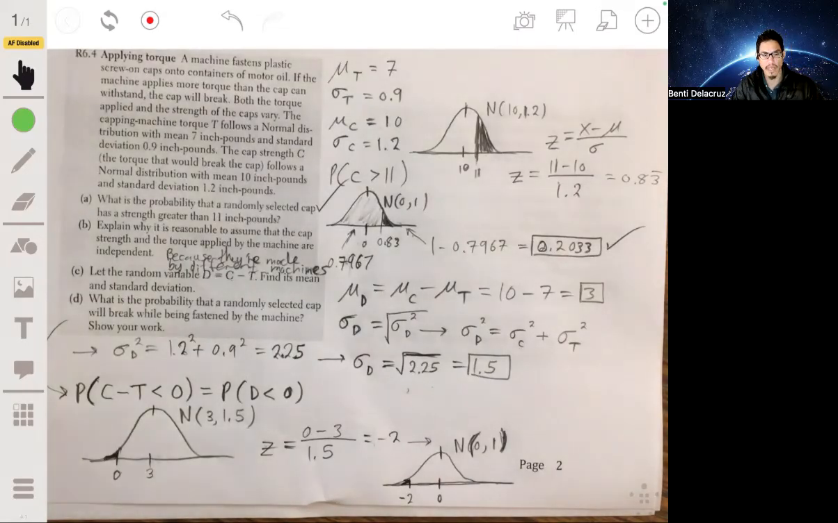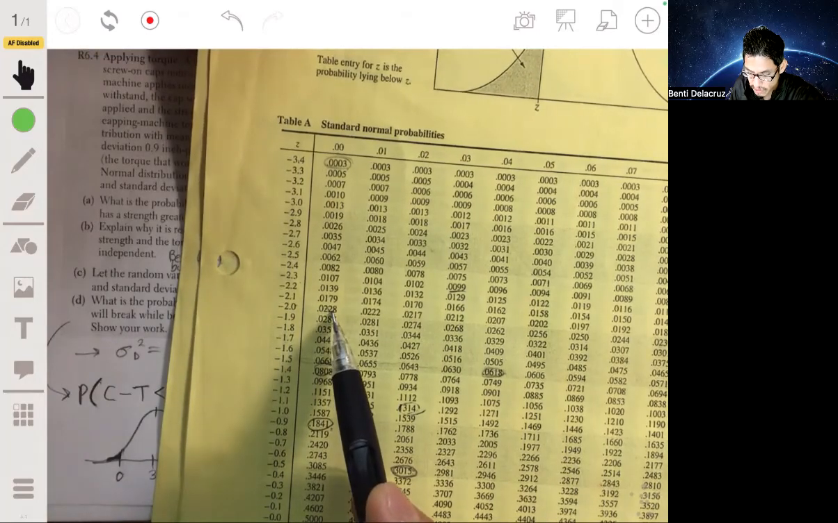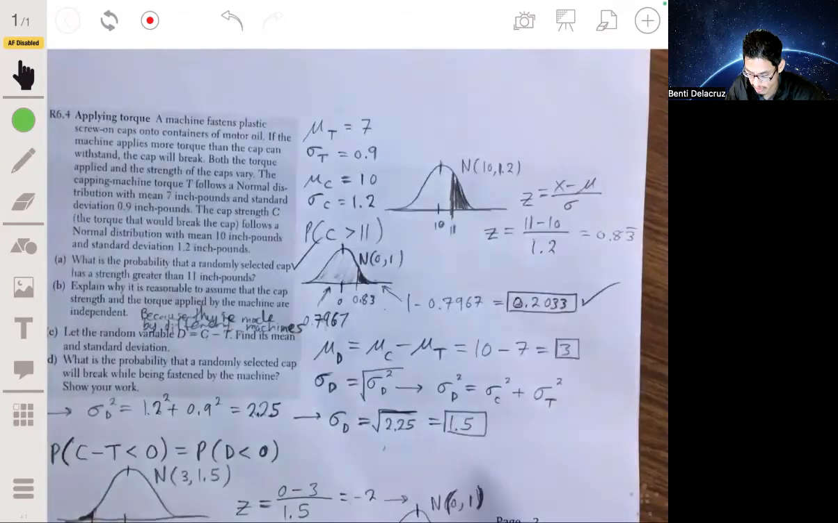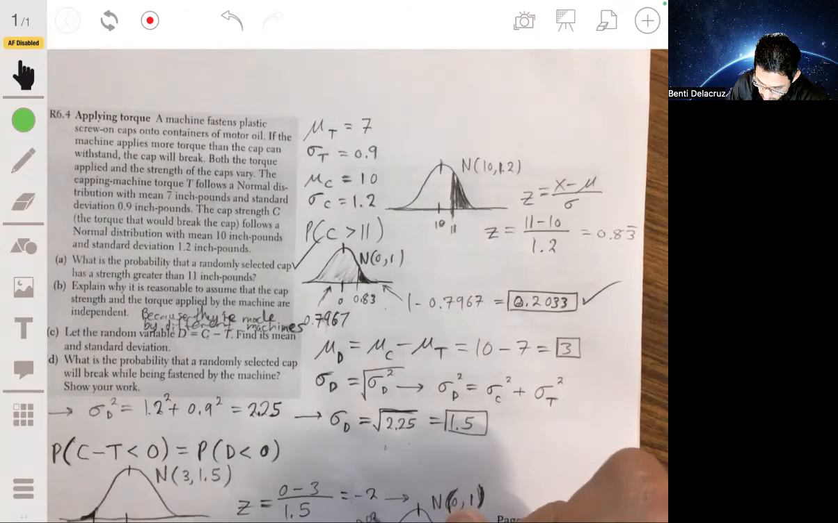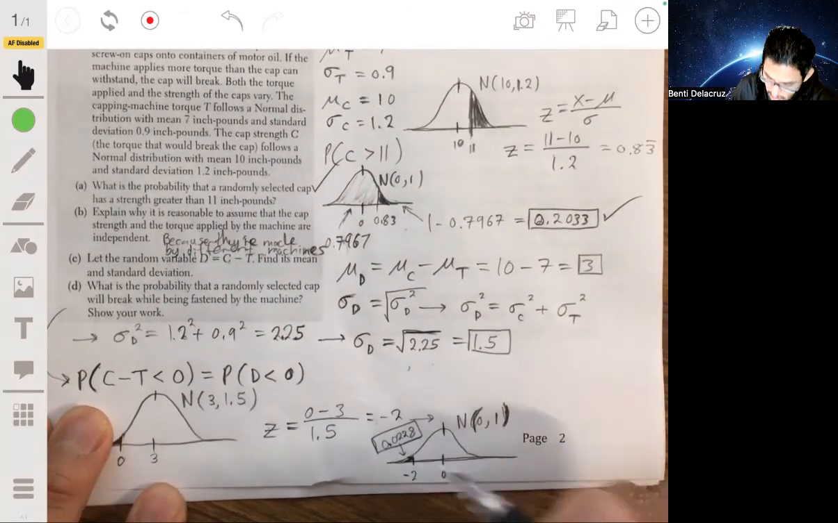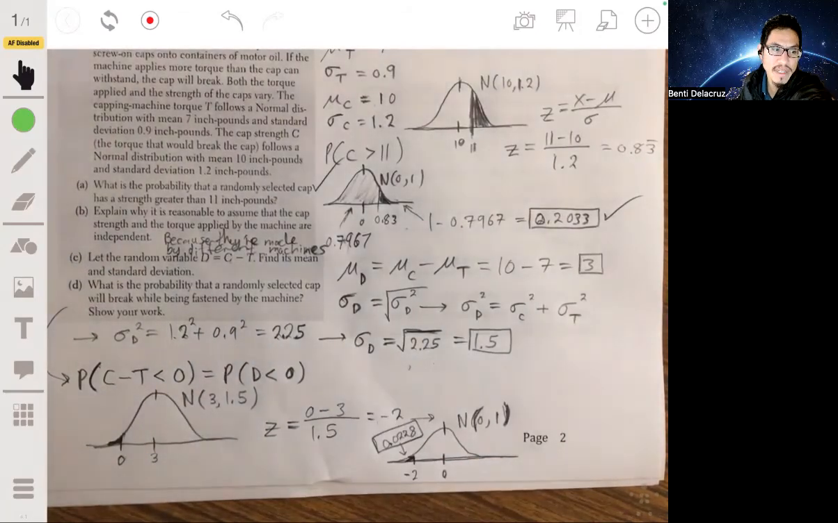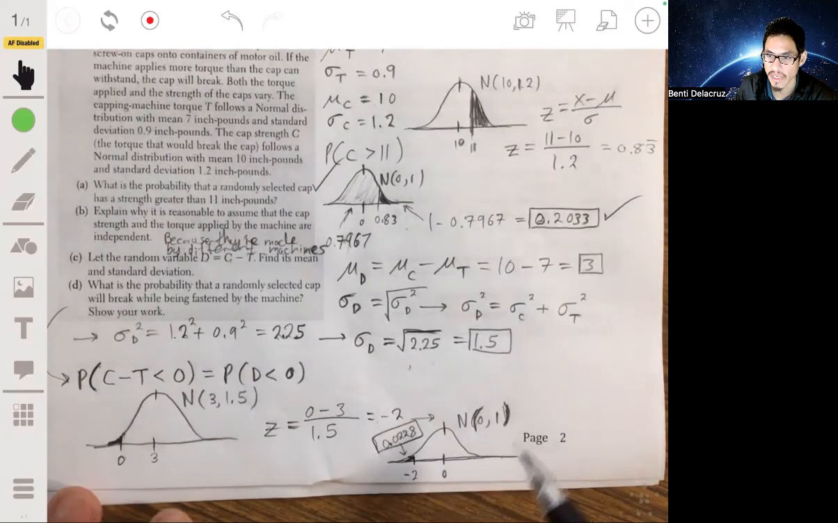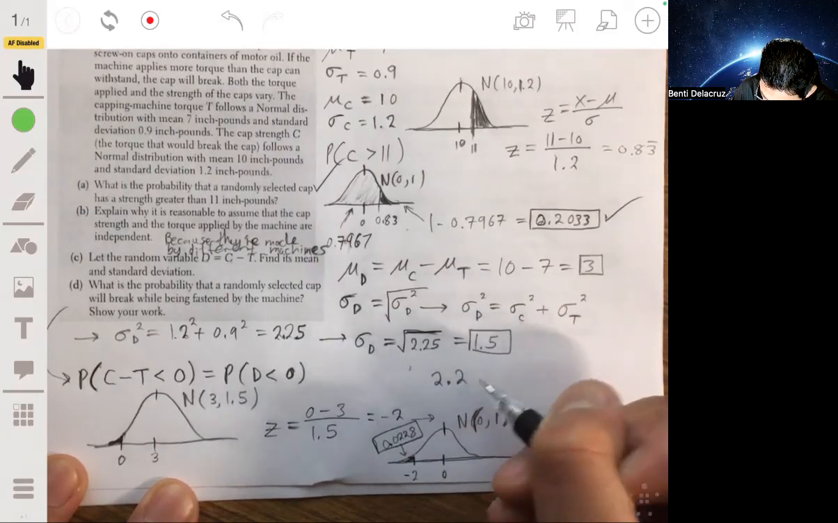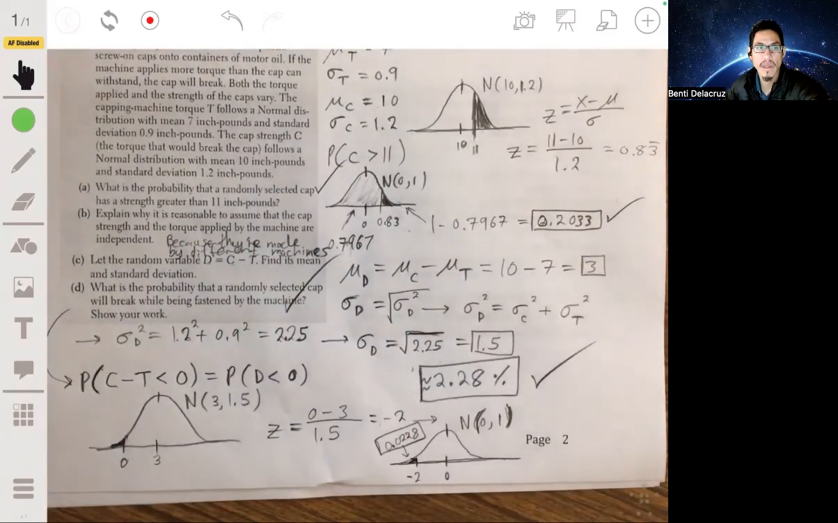So go to our table A again, and look at negative 2.0. Right away, we have an area of 0.0228. Now we don't have to subtract because it gives you the area to the left. So right away we find that it's 0.0228. So this area is 0.0228. So the probability that a randomly selected cap will break while being fastened by the machine is going to be about 2.28%. You have to change this to a percent, but 2.28. And there you go. That's all there is to it.